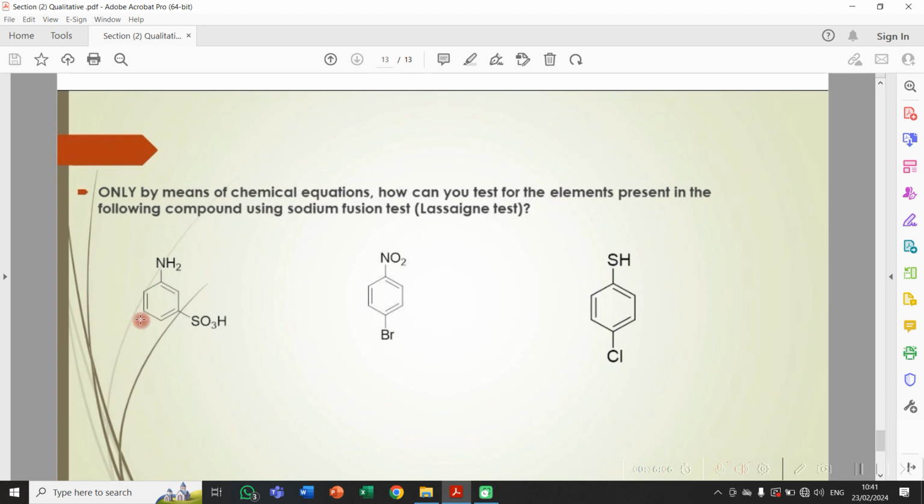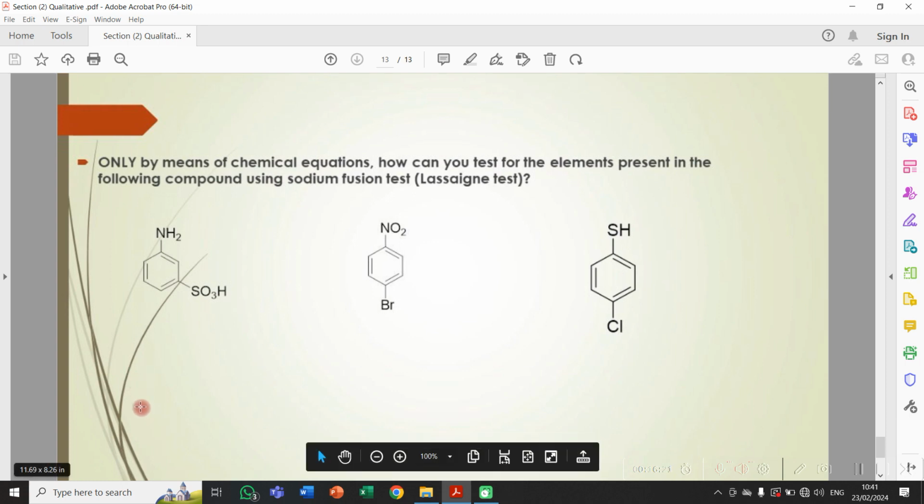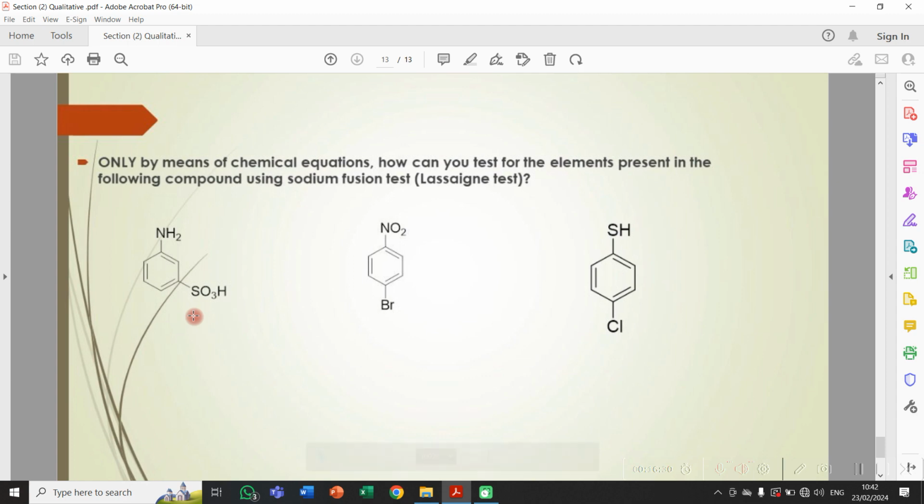This is our first compound. It contains nitrogen and sulfur, and there is no hydrogen. How can I detect nitrogen? I will write first the equation of Lassaigne test. Sodium plus carbon plus nitrogen gives us sodium cyanide, and then we will write the 5 equations of the nitrogen by putting the ferrous sulfate ending with the Prussian blue compound. Okay, how do we detect the sulfur? First we write the equation of the sulfur in Lassaigne. Sodium plus sulfur gives us sodium sulfide, and then in the second equation we will put the sodium nitroprusside to give us the purple color compound.